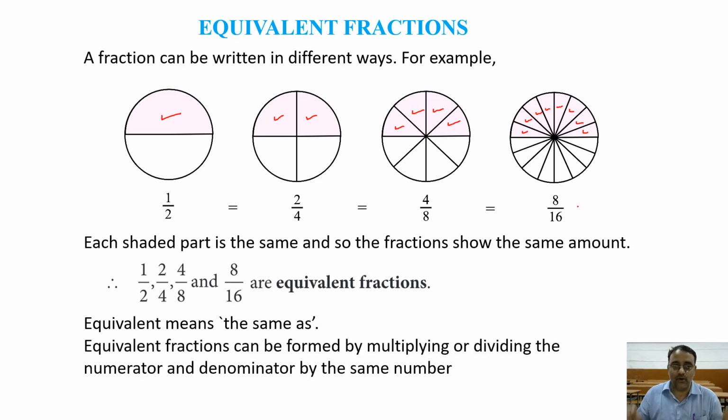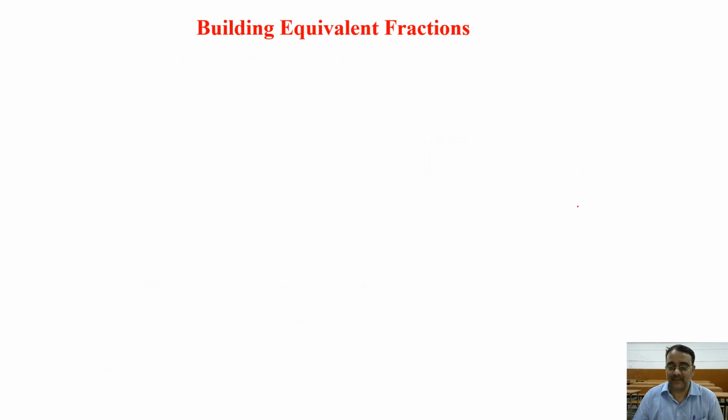So very easy. कोई भी fraction दिया हुआ है, उस दोनों को 2 से इंटू कर दो, एक बार दोनों को 3 से इंटू कर दो, multiply with 4, multiply with 5, you will get so many equivalent fractions. And how many equivalent fractions you can make from one fraction? Infinite, right? So एक example देख लेते हैं, how to build equivalent fractions, right?